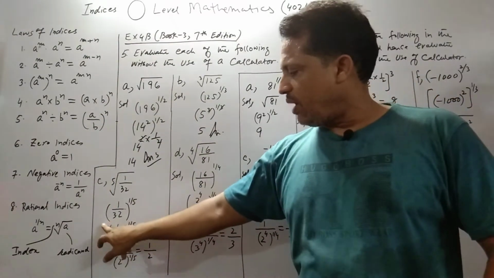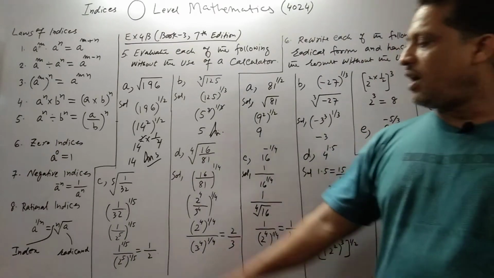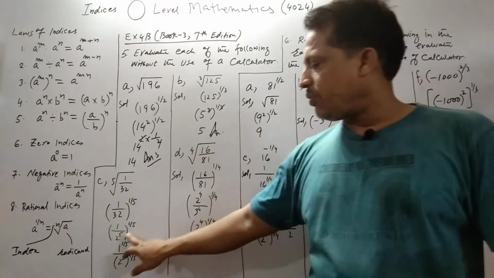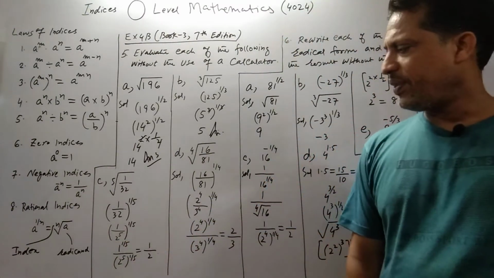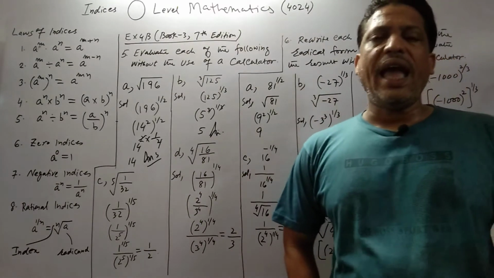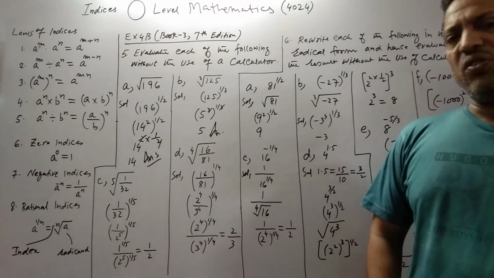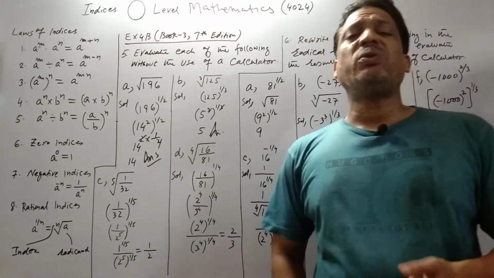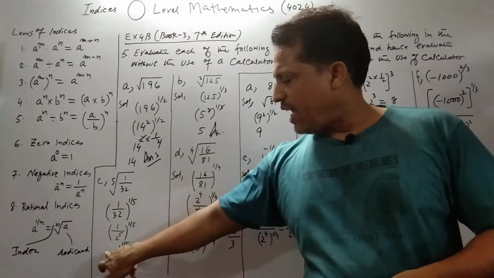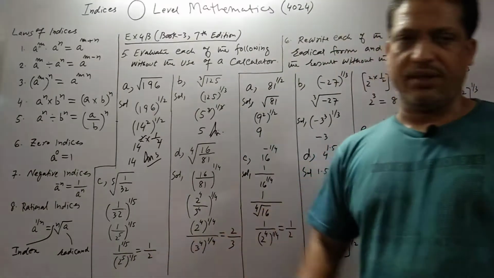So here (1/2)^5 to the whole power (1/5) is 1/5. Then apply this 1/5 on 1 and this 1/5 on 2 to the power 5. You know, student, if you see 1 to the power of any number, 1 to the power 2, 1 to the power 0, 1 to the power minus 5, 1 to the power 1/5, the answer is always 1.